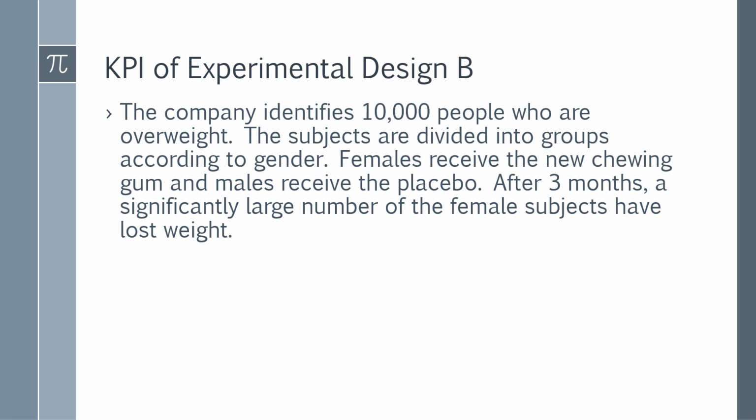All right? And this is another result of that same study about the chewing gum making people lose weight. The company identifies 10,000 people who are overweight. The subjects are divided into groups according to gender. Females receive the new chewing gum and males receive a placebo. After 3 months, a significantly large number of females have lost weight. So we got to describe what's wrong with this, and how can we improve it.